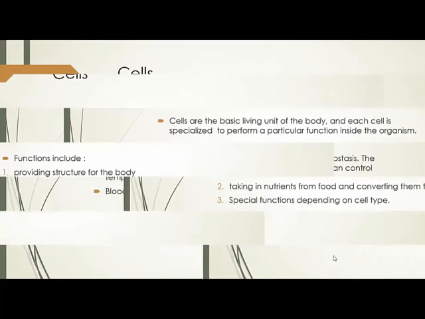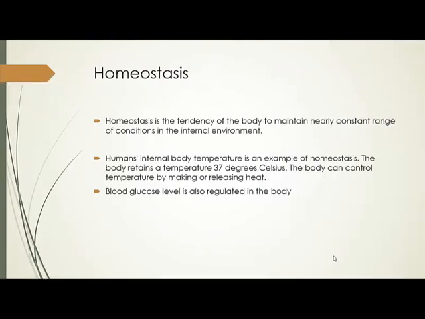An important concept in physiology is homeostasis. Homeostasis is the tendency of the body to maintain nearly constant range of conditions in the internal environment. So, homeostasis is basically keeping the environment stable.